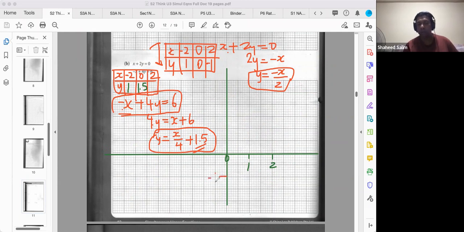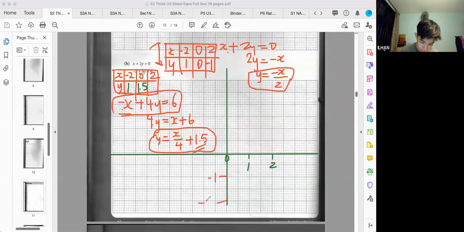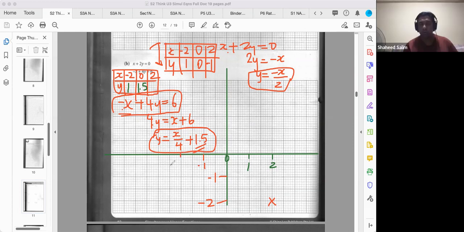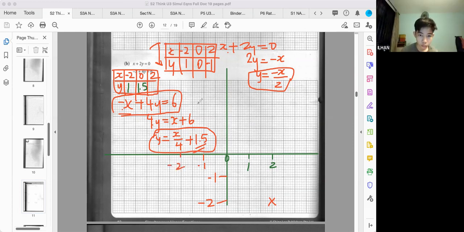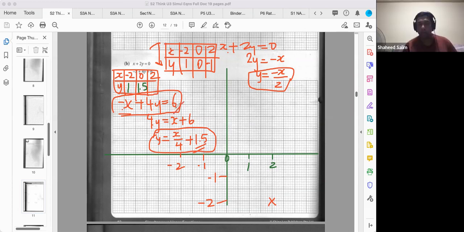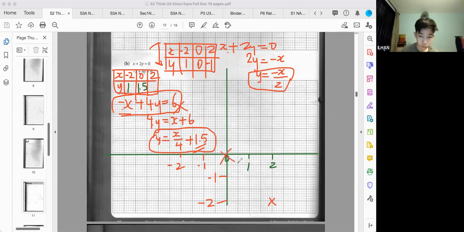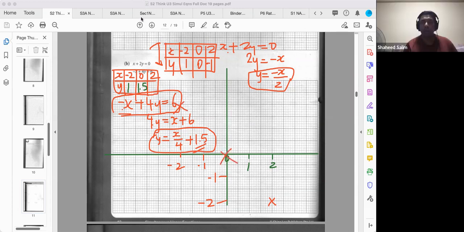X is -2, y is equal to 2. X is 0, y is 0. So where does it cut the y axis? 0. That's it.